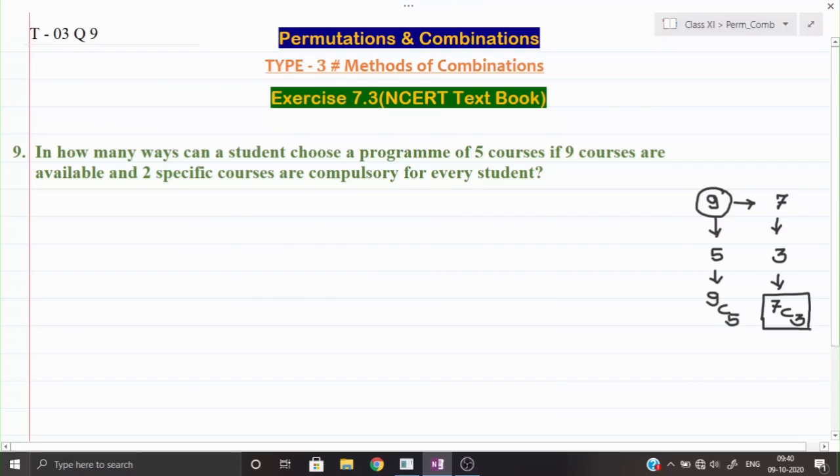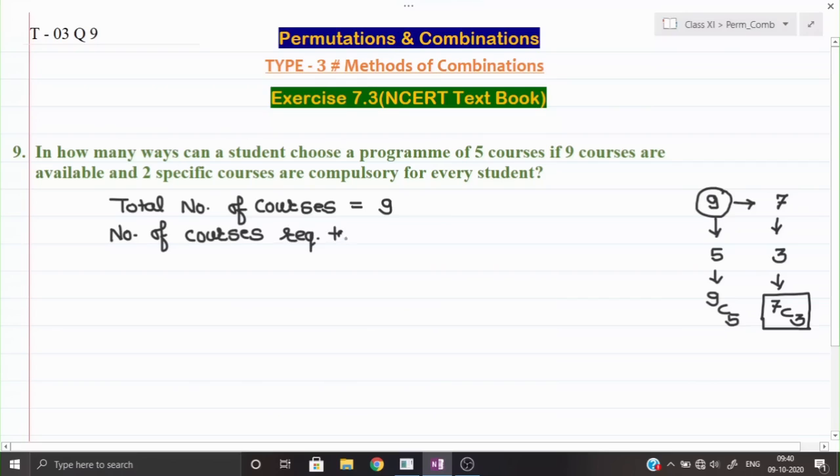Okay, so let us see how we can write down the answer over here. First of all, we shall mention total number of courses is equal to 9. Number of courses required to select, that is 5. This is the general condition. In general we have to select 5 courses out of 9.